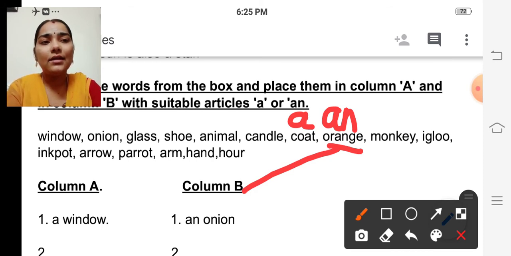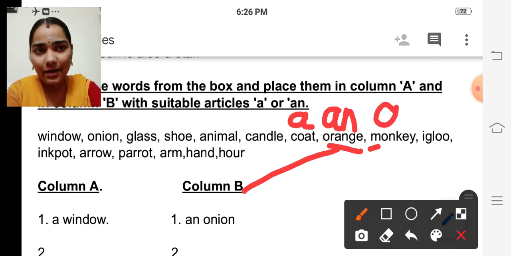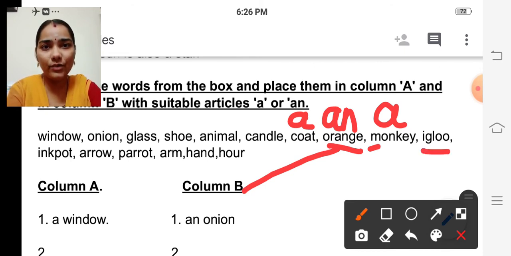Okay. And the next word is monkey. And the first letter is M. M is a vowel? No, M is not a vowel. And it is not a vowel sound, isn't it? So which article should come? A monkey, isn't it? The next one is igloo. Just now we have seen igloo. And igloo, because it starts with the letter I.